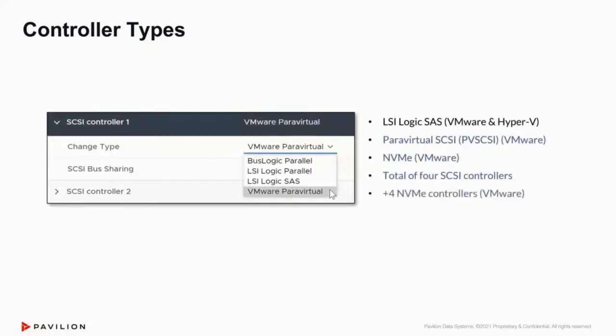So there's a few types on here. If you are on Hyper-V or VMware, the default is the LSI Logic controller. Nothing fancy about it. It's there for compatibility. If you're on VMware, they wrote one called the VMware Paravirtual SCSI controller. If you're on vSphere 6.5 and above, you now have an NVMe-specific controller. With VMware, or actually with any of these, you get up to 4 total SCSI controllers. On VMware, you also get an additional 4 NVMe controllers.